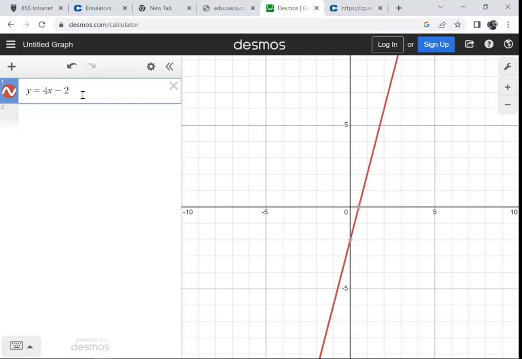So no surprises here. We knew it was going to cut the y-intercept at -2, and it's got a slope of 4. So rise over run will be 4. Happy with that. But when you're making this, what happens if I want it to only go from x equals 1 to x equals 2?